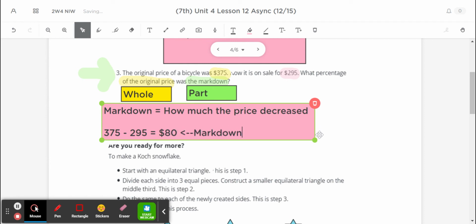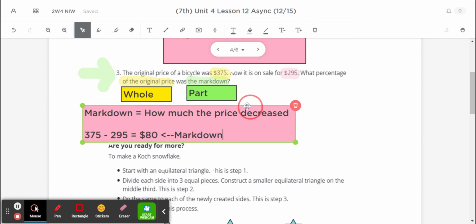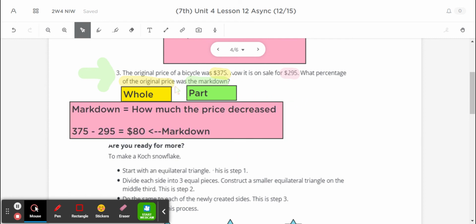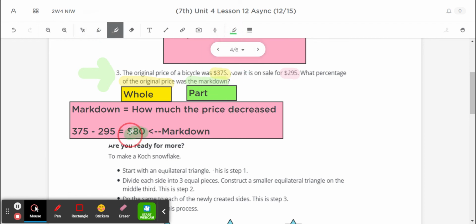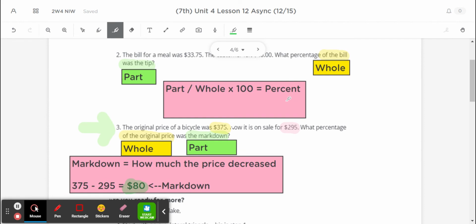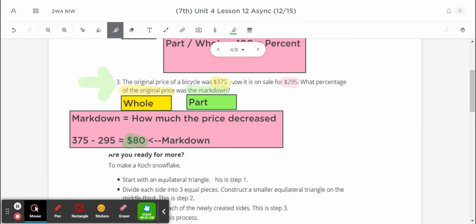Now I have all the information that I need to use my regular percent formula. I know that my whole is $375, and I know that my markdown is $80. And so you can scroll up, use the same formula you did in question 2, and pause this video to answer question 3.